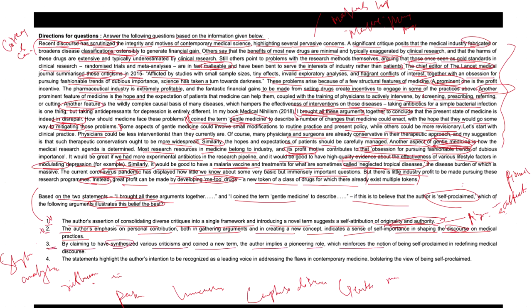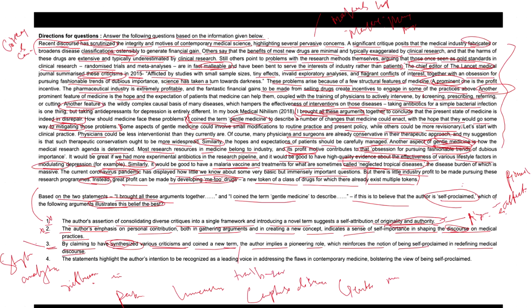Now, in that case, option three is suitable here as it best captures the essence or the main idea of the author's self proclaimed nature. The claim of having synthesized various criticism and introduced a new term, gentle medicine, suggests that the author sees himself as a trailblazer, or you can say a leader in the field, and mentions it emphatically wherever he can in his writing piece. So this idea aligns well with the idea of being self-proclaimed. Hence, we can consider option three as the one that best illustrates this belief, isn't it?